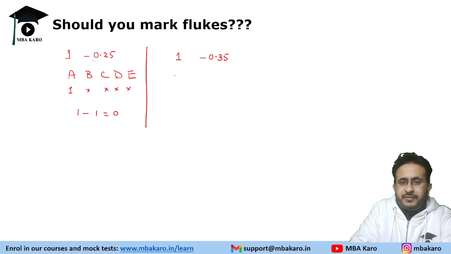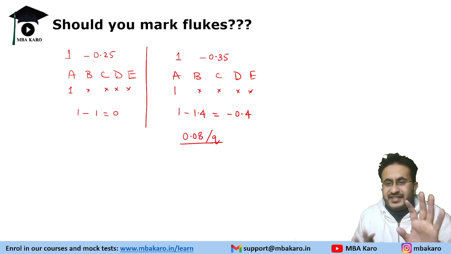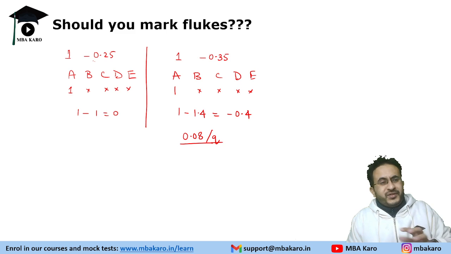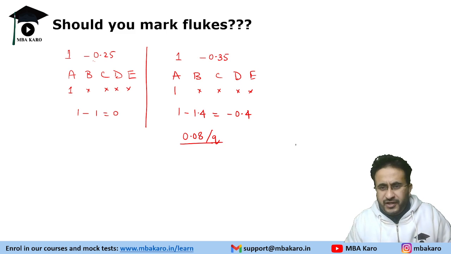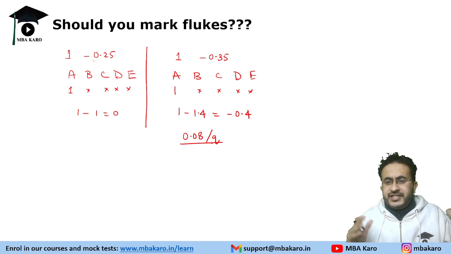Now if you randomly mark 5 questions A, B, C, D, E and get one of these correct and 4 incorrect, your net score will be 1 minus 1.4, that is minus 0.4, or you can say per question you will lose 0.08 marks statistically. Okay, but to be honest, statistics does not work, right? These statistics work when the data size is very large.